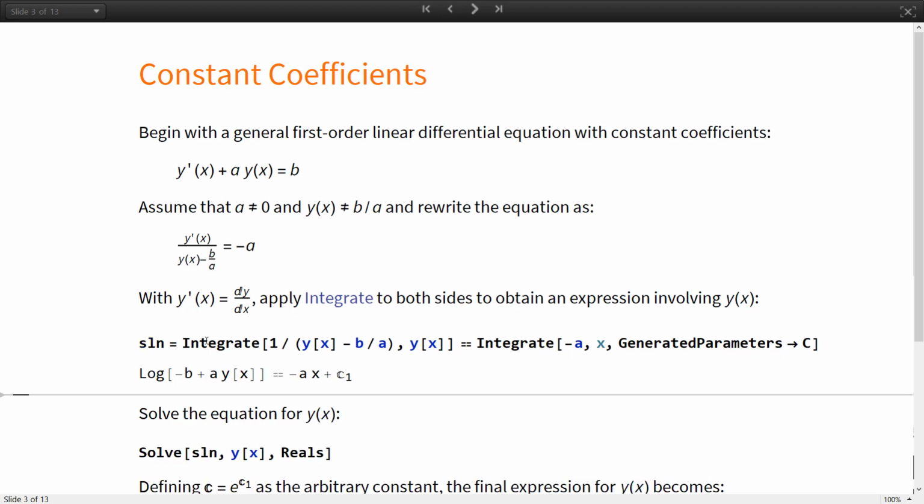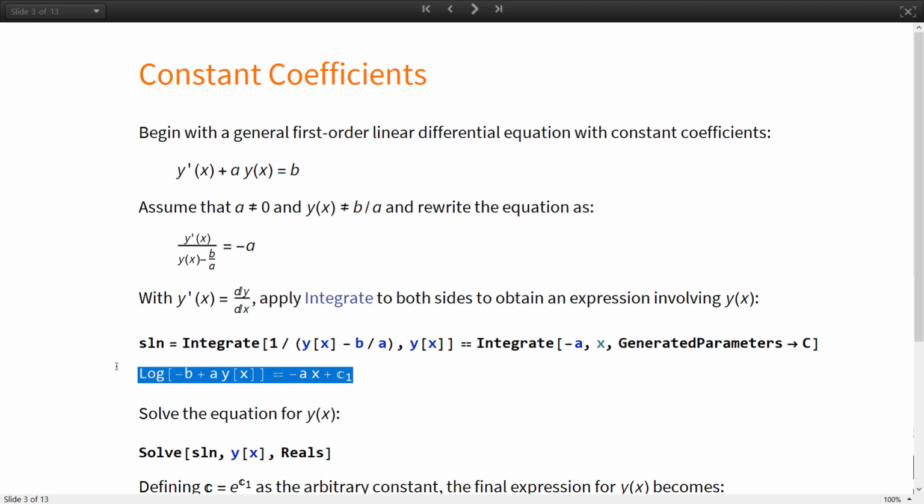integrate. For the left-hand side, the function y of x itself will be the variable of integration, and 1 over y of x minus b over a will be the integrand. For the right-hand side, minus a will be the integrand, and the variable of integration will be x. We're also using the generated parameters option to generate the constant of integration seen in the solution. We'll see shortly that these constants of integration are important when solving the initial value problem.